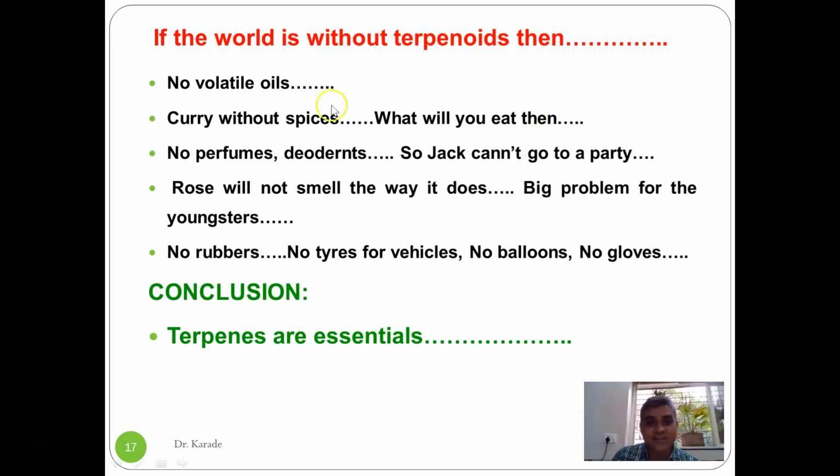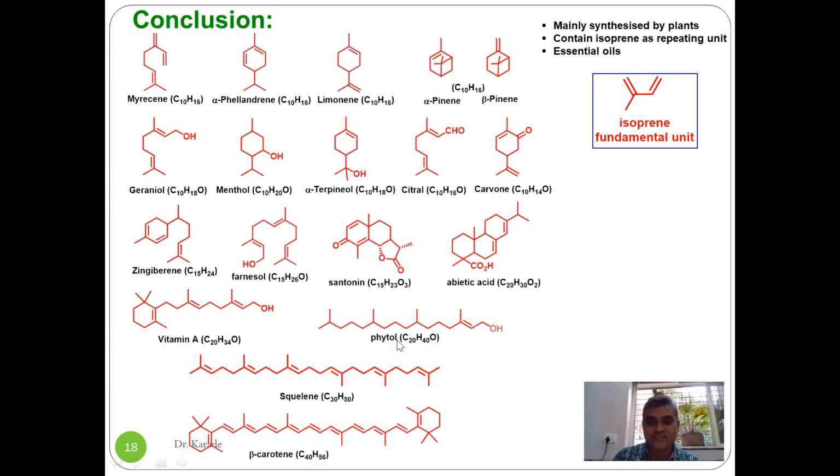Then there are the essential oils. They are used as perfumes as well as deodorants, and suppose there were no perfumes and no deodorants, then definitely Jack would be reluctant to go to the party. Rose will not smell the way it does, and that's a big problem for the youngsters. And lastly, we have seen that polyisoprene can be used as rubber, and if there were no terpenoids, there would be no rubber, no tires for vehicles, no balloons and no gloves, and therefore we conclude that terpenes are indeed very essential.